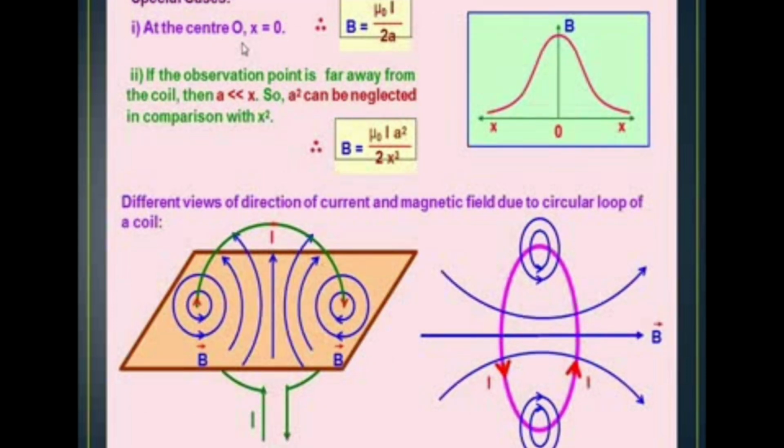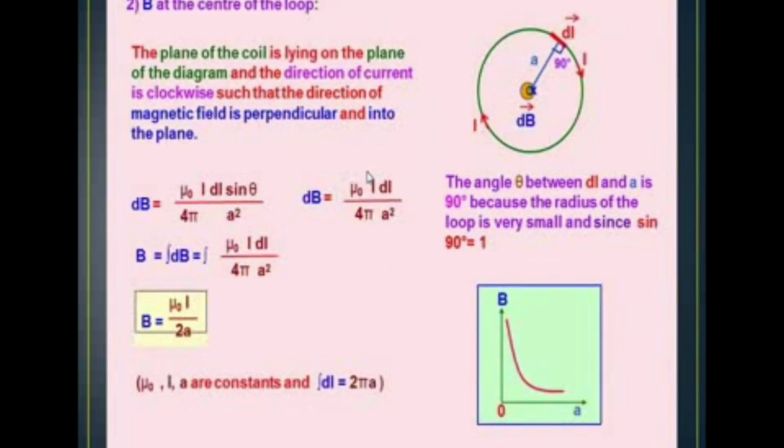One is at the center point O, where we neglect that value, so only x cube is there, so that a becomes 0. In the other special case, x cube becomes 0, and you will get 4 pi a square. That's all. There are two values, a square and x square; if a is 0, you look at only x.